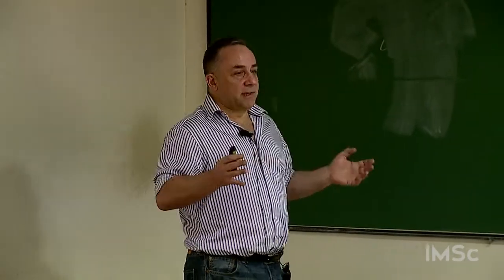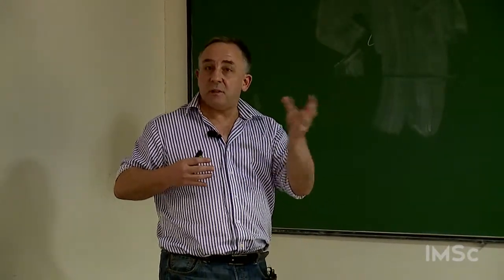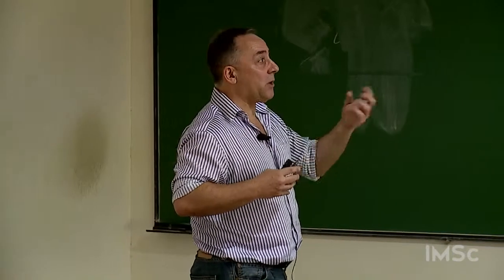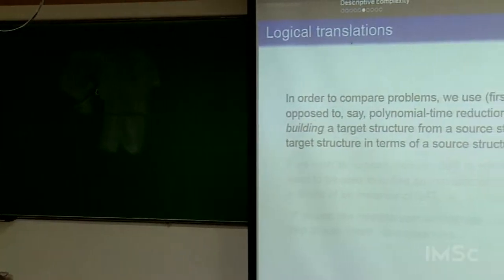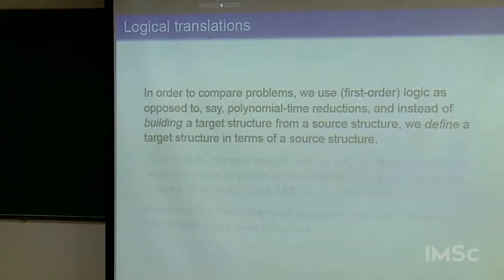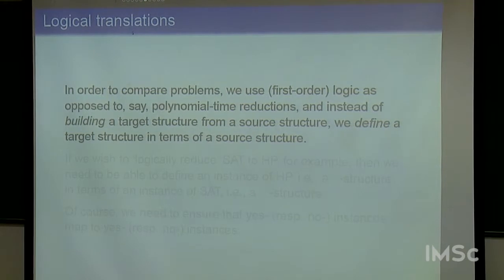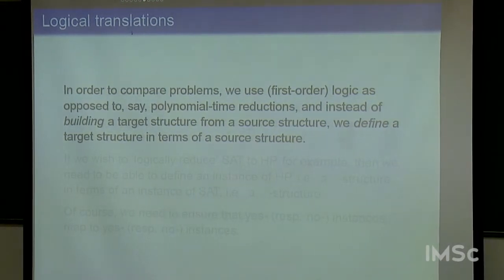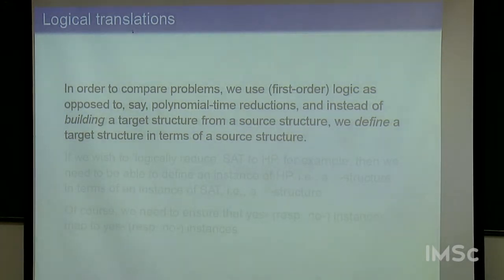Okay, so we've got our setup. We've got our logical world. We haven't really gone into logics that very much, but we've got a hint at how we use logics to define problems. We know what a problem is. Now we want to compare problems. Now, traditionally, of course, we would take our source structure, graph or whatever, and we would build, via some polynomial time algorithm, a target structure, so that yes instances go to yes instances, no instances go to no instances, and such like.